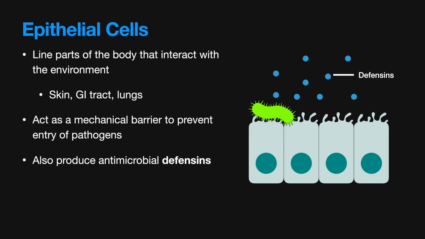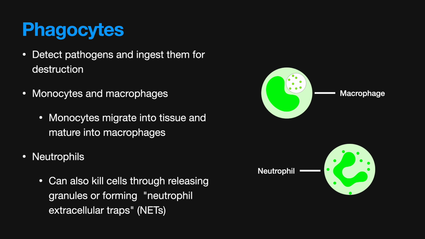Epithelial cells are an often forgotten component of innate immunity. These cells line the parts of the body that interact with the environment, such as the skin, gastrointestinal tract, and the lungs. They act as a mechanical barrier to prevent entry of pathogens, as well as produce antimicrobial proteins called defensins. Phagocytes detect pathogens and ingest them for destruction.